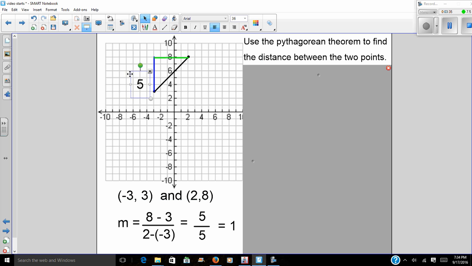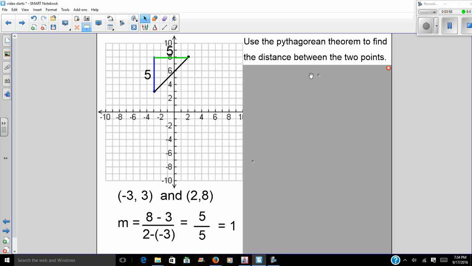And let's label those sides in units. So my blue leg is 5 units long. And my green leg is also 5 units long. And there we go. So we have a right triangle. Both of our legs are 5 units long. And we see that here. We see a rise of 5 and a run of 5. Very important to make that connection, of course.